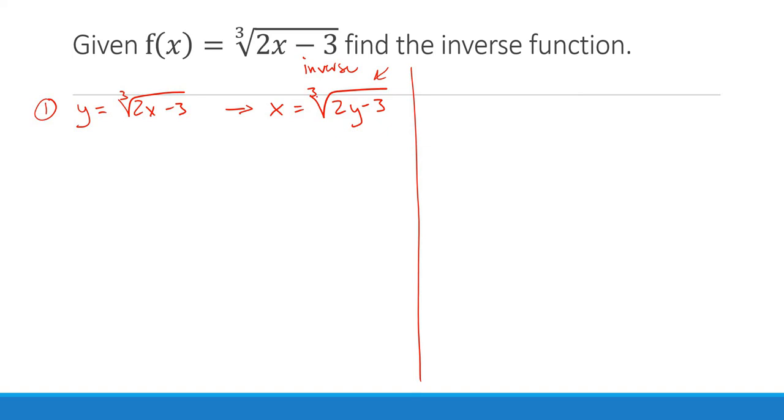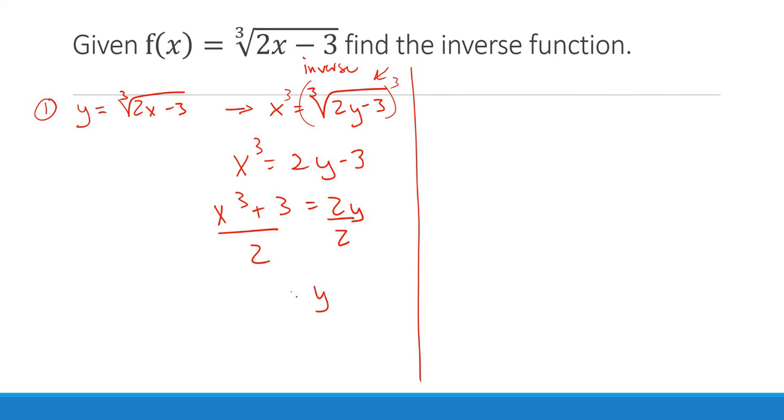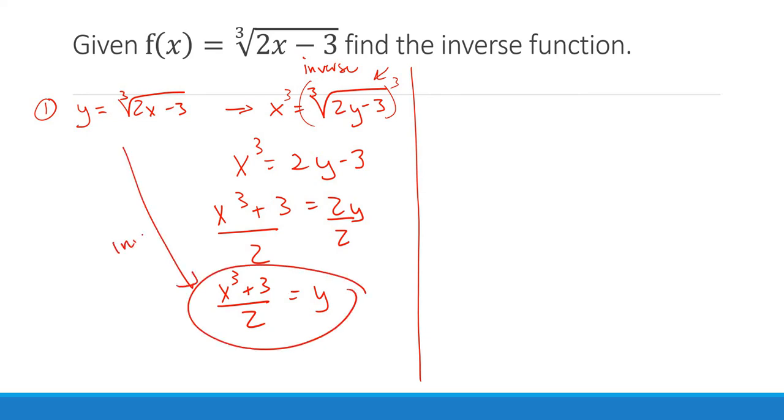Okay, to solve this for y, I first have to cube both sides. So I now have x cubed equals 2y minus 3. I'm now going to add 3 to both sides and then divide by 2. So y equals x cubed plus 3 divided by 2, and this now is my inverse of my original function.